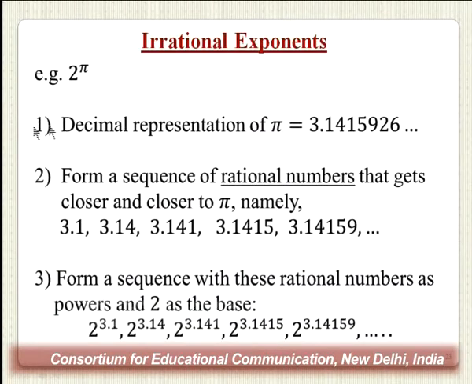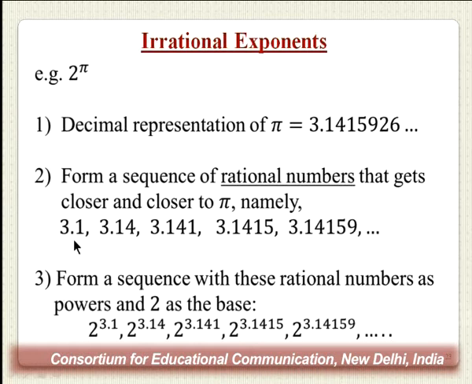Let's suppose that number is 2, and let's suppose we want to calculate 2 to the power pi. As the first step, we will write down the decimal representation of pi. Pi is 3.1415926 and so on. It's a non-repeating, non-terminating decimal, which is what makes it an irrational number. Now, what we do with this decimal representation is we form a sequence of rational numbers, terminating decimals, that get closer and closer to this number pi.